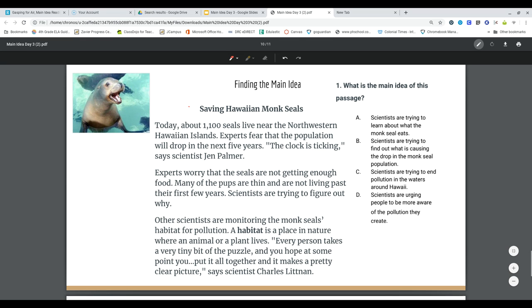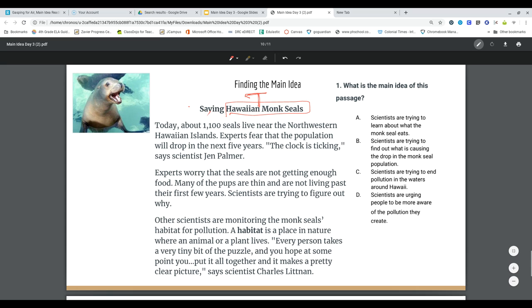Okay, if I'm back on, I assume you have finished reading now. So let's see. "Saving Hawaiian Monk Seals." If this is my first time reading, I'll start at my title and see if I can narrow down the topic, which would be the Hawaiian monk seals. That's the topic. And the idea: what is it that this author wants to share about these seals?